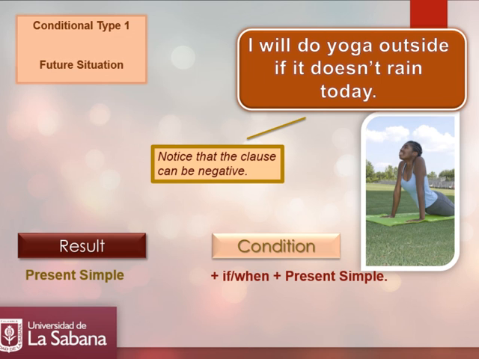Notice that the clause can also be in the negative form. For example, I will do yoga outside if it doesn't rain today. And notice that whether we are talking about conditional type 1 or conditional type 0, the result is always in the present simple.